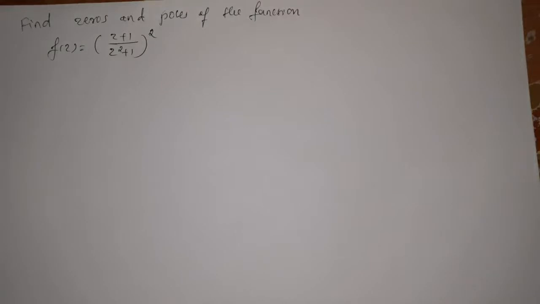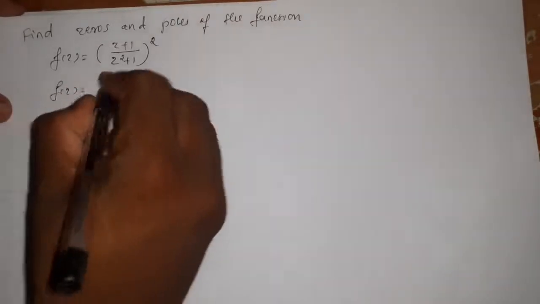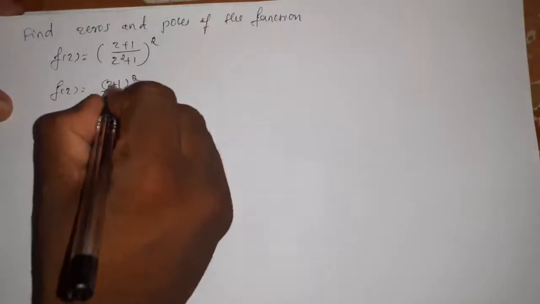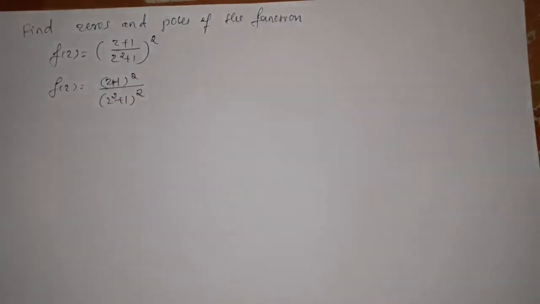Next example, find the zeros and poles of the function f of z equal to (z plus 1) whole square divided by (z square plus 1) whole square. So here f of z equal to (z plus 1) whole square divided by (z square plus 1) whole square. To find the zeros of the function, we need to equate the numerator to 0, and to find the poles, we need to equate the denominator to 0.